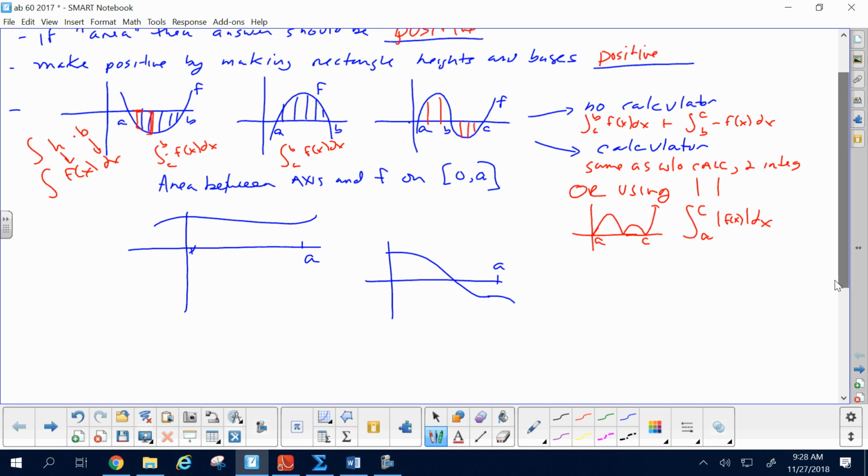Okay. Sometimes also there aren't natural x-intercept endpoints that make the region. Sometimes they give you kind of an arbitrary region. They say find the area between the axis and f on 0 to A. Well, in that case, you just go from 0 to A, and f is above the axis, so I wouldn't need to negate it. I just slap an integral from 0 to A.